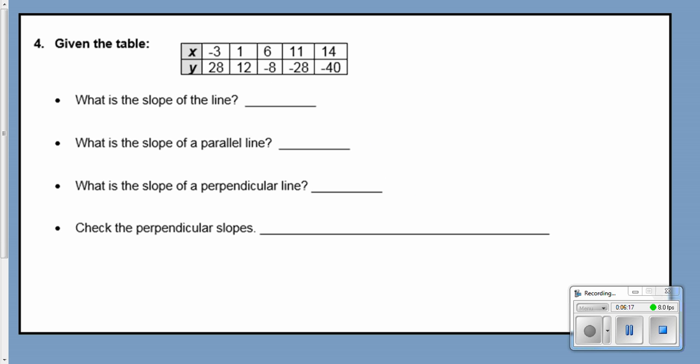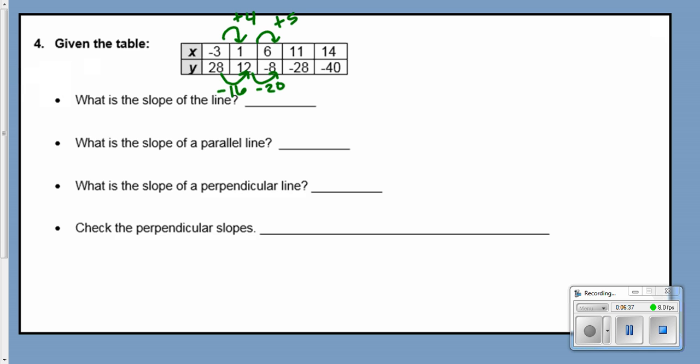So let's try it again. This time they're giving us a table. So let's see how it changes on the top with our x's. Negative 3 to 1, that's plus 4. 1 to 6, that's plus 5. I could keep going, but I really don't need to. On the bottom, 28 to 12, that's minus 16. 12 to negative 8, that's minus 20, et cetera, but I have enough information to get my slope now.